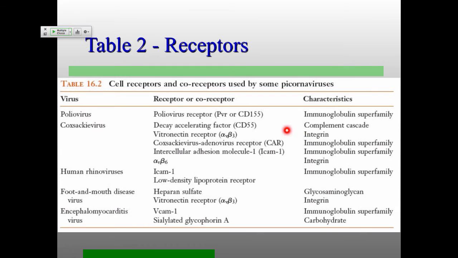Not all of them do. Some of these bind to slightly different ones. But for the most part, these guys are binding to immunoglobulin superfamily proteins. Again, just because they bind to things, and bind to things really quite specifically.